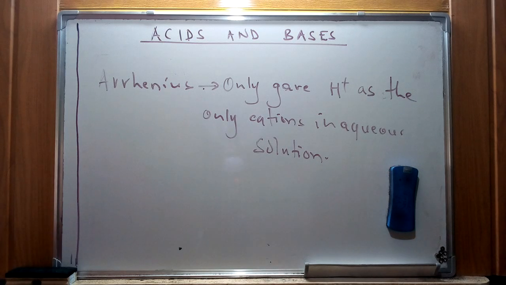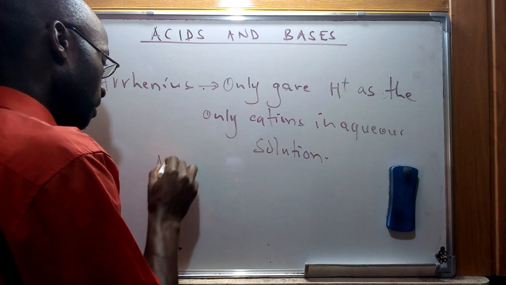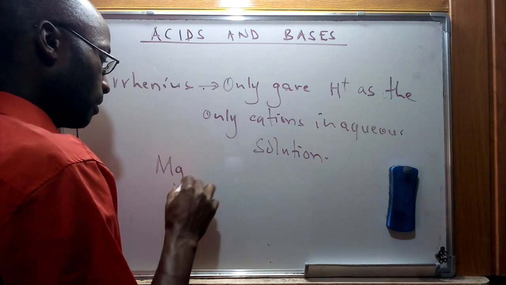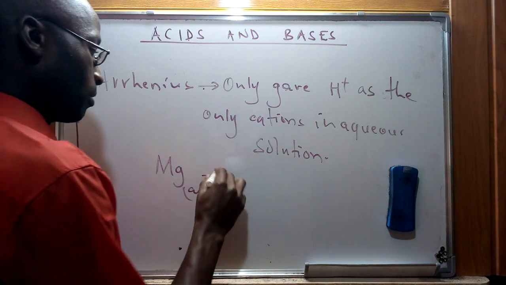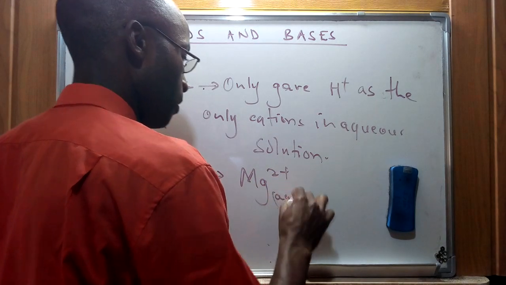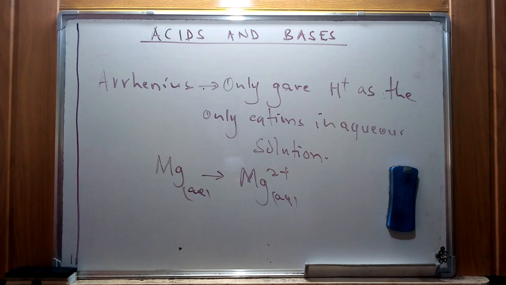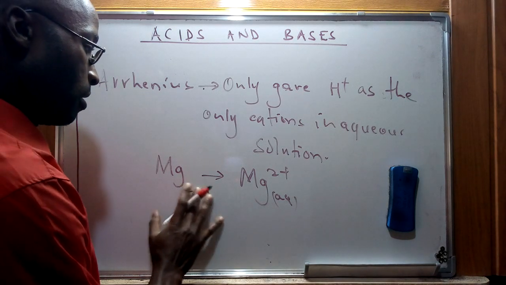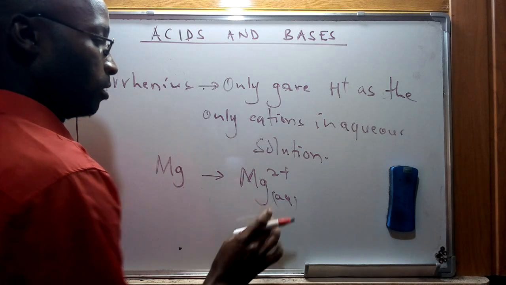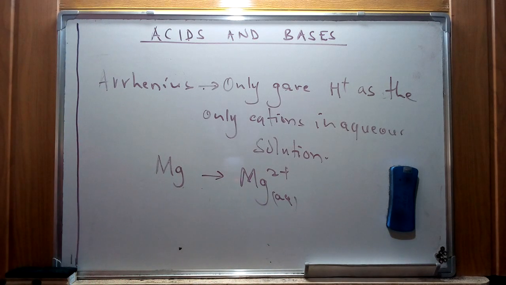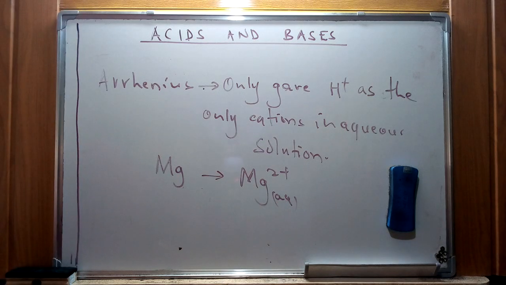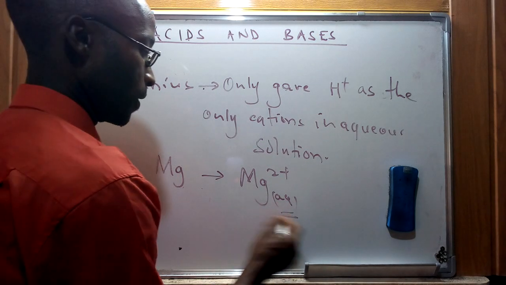Now, suppose I have an example of a substance like magnesium in an aqueous solution. Of course, this is going to dissociate to form ions, which are magnesium ions, which are going to be aqueous. Let me just give it as an example: magnesium as a substance in solution form, therefore magnesium aqueous, which implies that it is a solution.